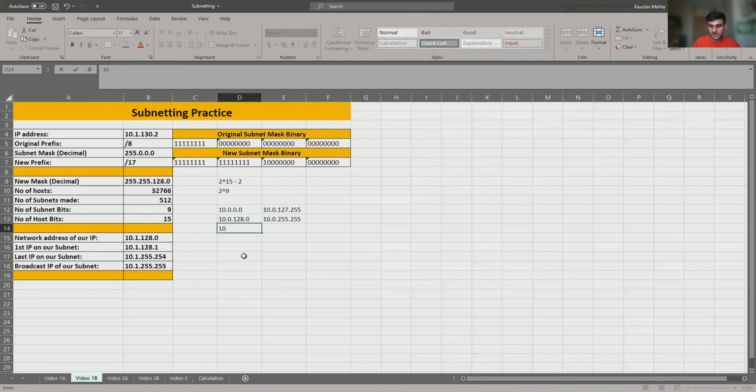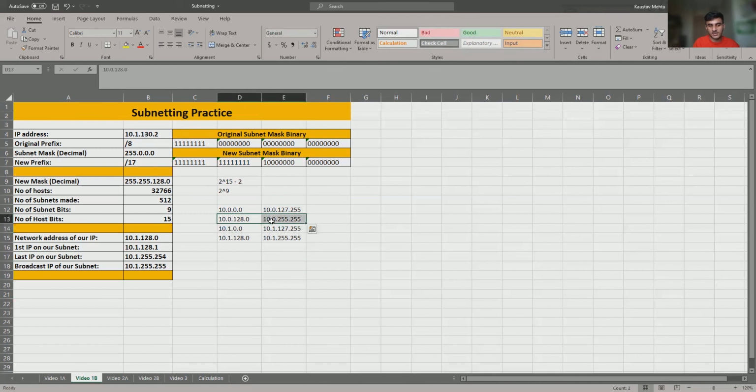Now the third one will be 10. Now we're coming into the 1 because we've done the first magic bit. So 10.1, and then we start off with 0 again, .0, and then we move on to 10.1.127.255, and then 10.1. This time we're starting off with 128. Sorry, .0. And we are moving to 10.1.255.255.